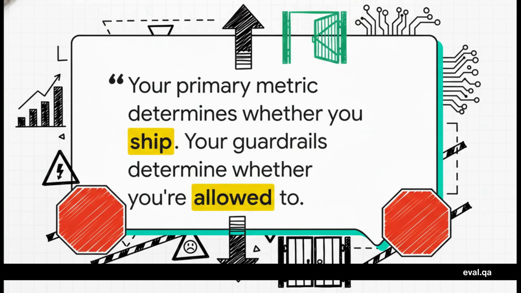I just love this rule because it's so simple and powerful. Your primary metric might be screaming, "Go, ship it!" but your guardrail metrics are the bouncers at the door. If you violate a guardrail, if latency goes up, or you introduce some kind of safety risk, the test is a fail. End of story.